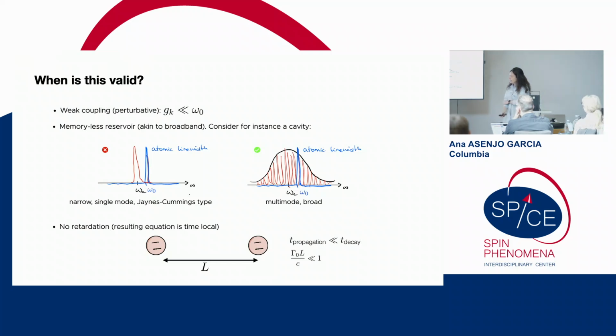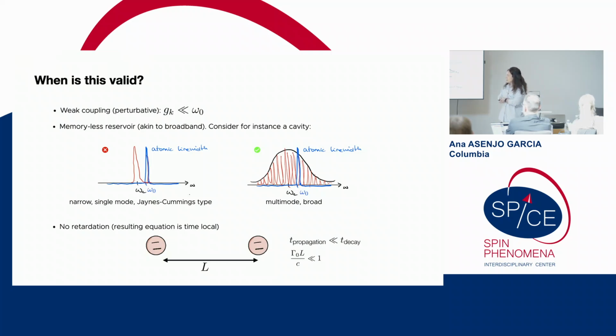So the Born approximation works whenever we have weak coupling. So this is second order perturbation theory. So we expect that the coupling between the photons and the atoms is weak compared to the system energy, which is given by omega zero. So that's for optical frequencies, very easy to achieve. And now let's get to more difficult problems. The first one is that the Markov approximation requires a memory-less reservoir.